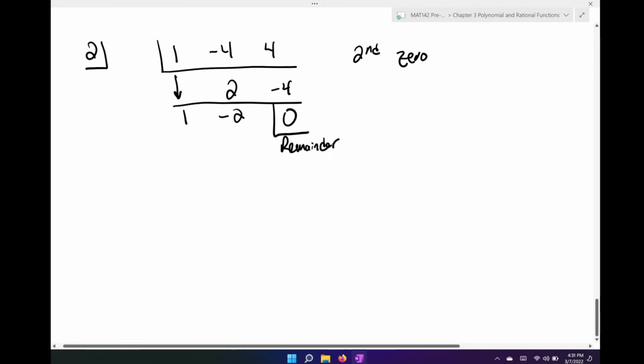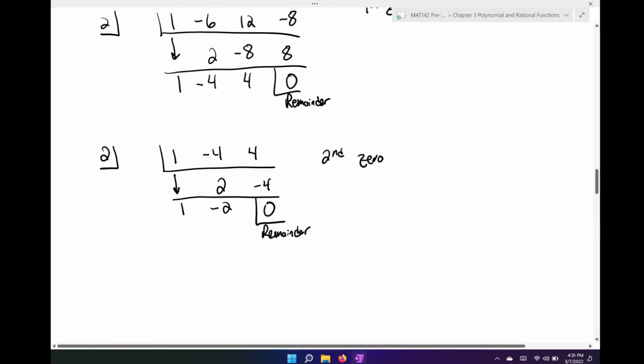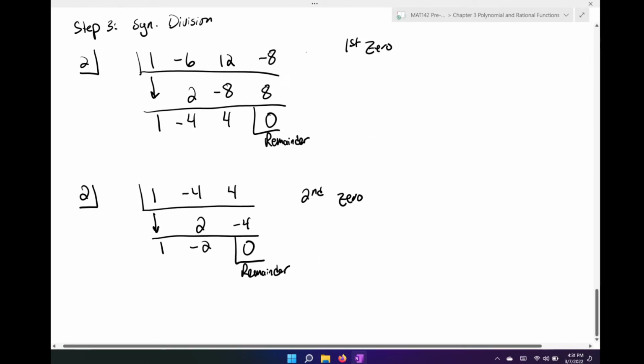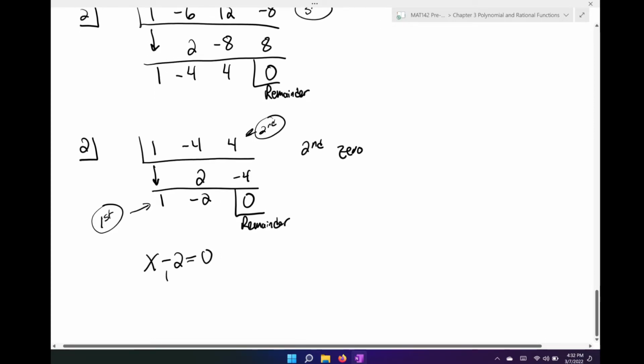And then if you wanted to, you can do this again. But remember, let me zoom out here. This was a 3rd degree polynomial. Turns out this is a 2nd degree polynomial, which means this is a 1st degree polynomial. x minus 2 equals 0. Add 2 to both sides. x equals 2. Here's our third 0.